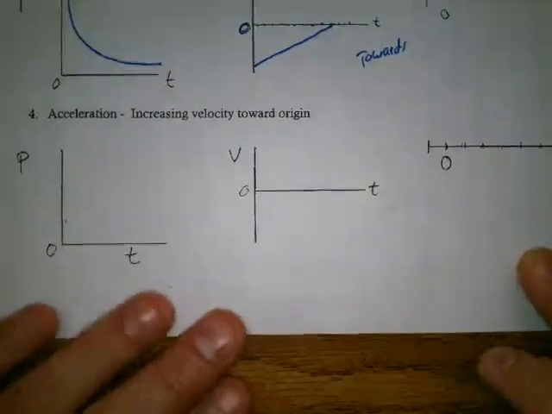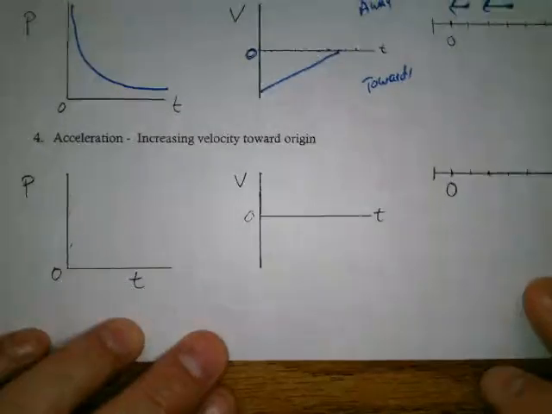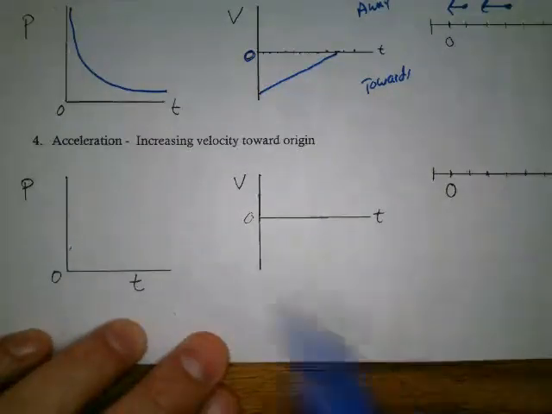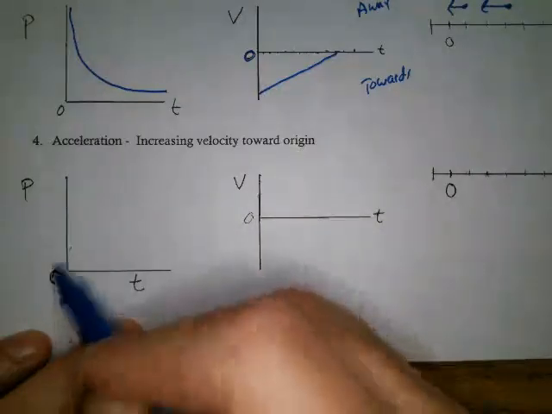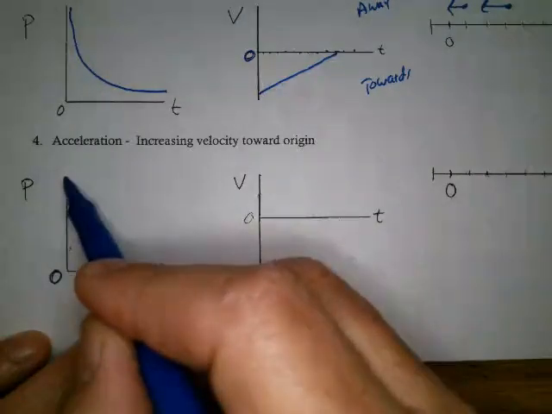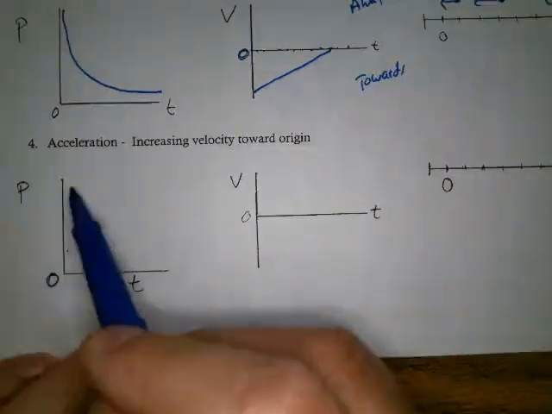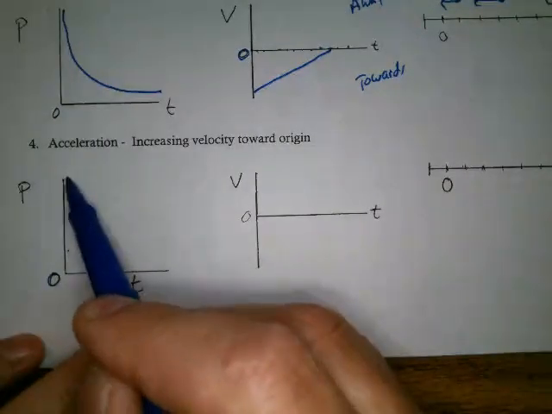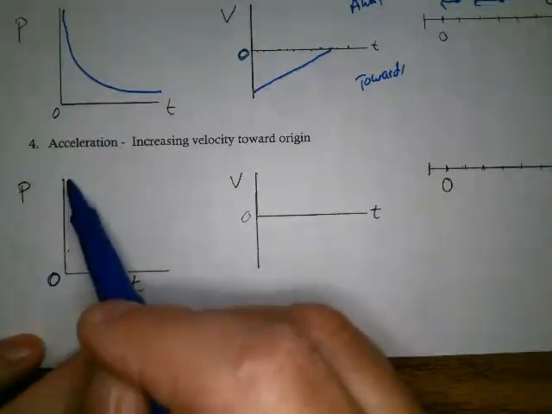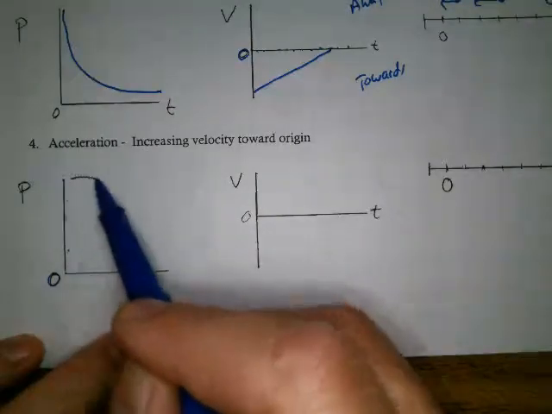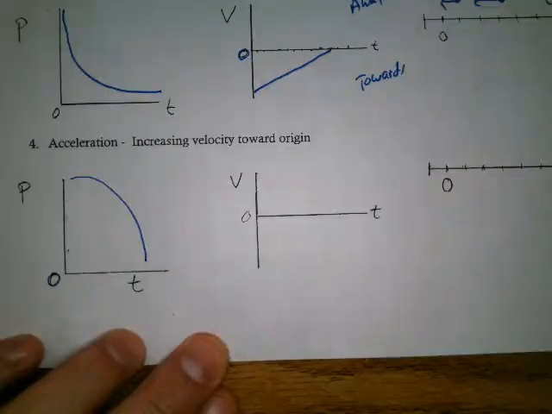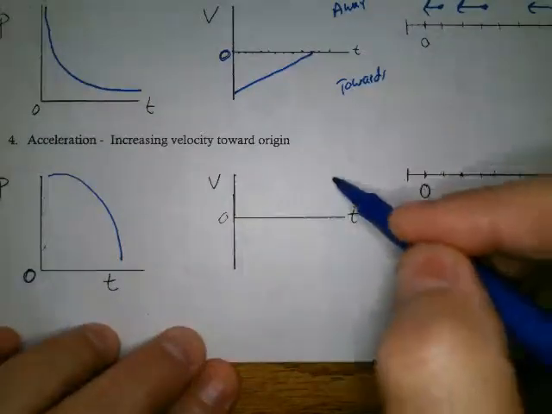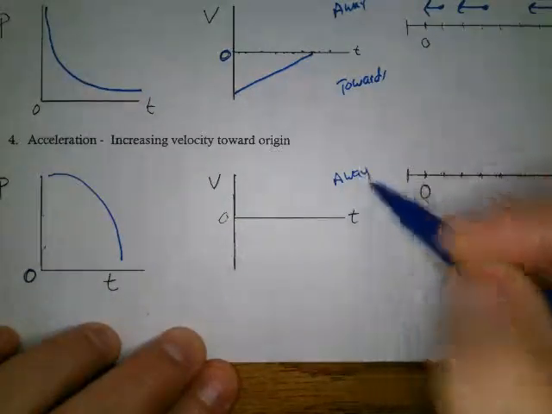This is going to be a case of acceleration. It's going to be increasing the velocity toward the origin. So on the position time graph, here's 0 position, here's some distance away from the origin. I have to start away from the origin, and as time goes on, the slope of this line must get steeper and steeper because the velocity is increasing, and that line will look something like that.